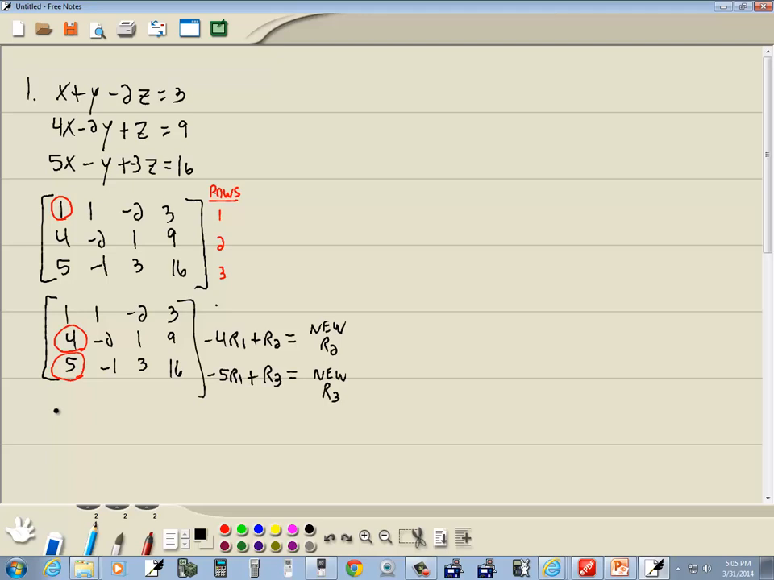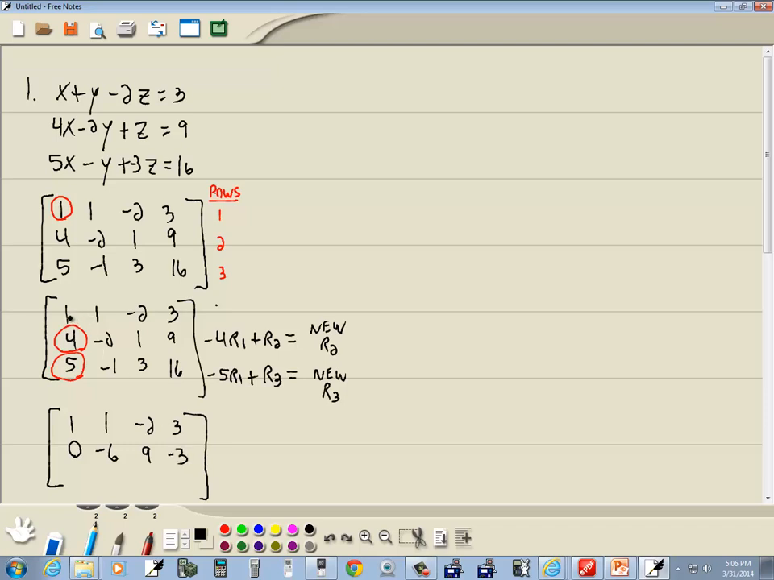Let me do it by hand first, and I'll do it on the calculator and show that. Okay, so we got 1, 1, negative 2, 3. I'm going to take negative 4 times 1 is negative 4 plus 4 gives us 0. Negative 4 times 1 is negative 4 plus a negative 2 gives us negative 6. Negative 4 times negative 2 is 8 plus 1 is 9. Negative 4 times 3 is negative 12 plus 9 is negative 3.